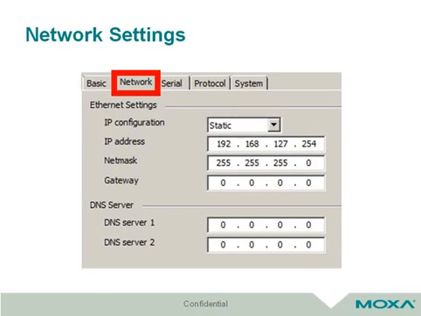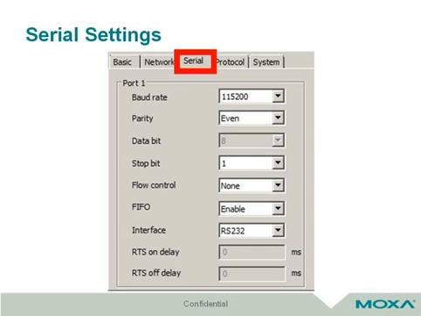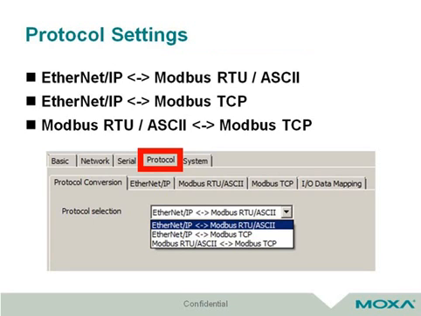For the network part, it is related to IP address, net mask, and gateway. For the serial port, you can configure serial parameters of the port, including baud rate, data format, FIFO, and serial interfaces. Here, you should listen more carefully because it is one of the key points of the section. We are going to teach you how to configure the protocol settings.